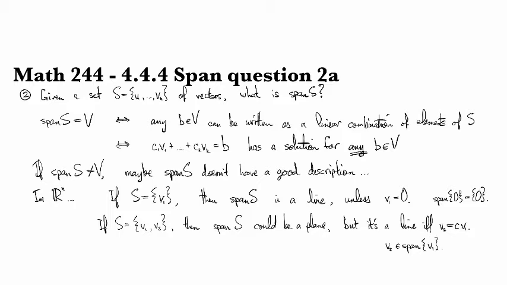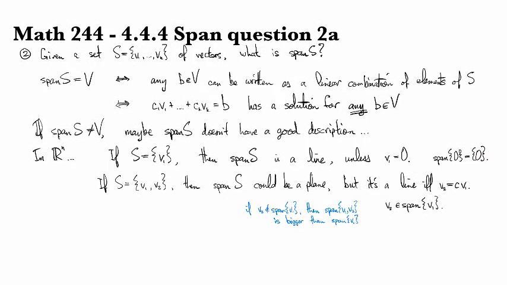So the idea is that if V2 is not in span V1, then by adding it, the span of V1 and V2 will be bigger. But if V2 were already in the span, then when you add it, you don't get anything bigger. Maybe that sounds trivial to say, but I just wanted to make a point of it.